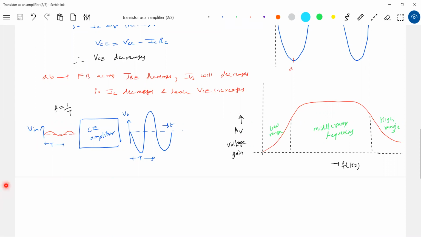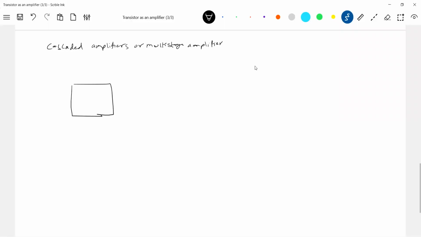Next, what will happen? Sometimes one single stage amplifier will not be sufficient, so I'll go for multi-stage. This is called a cascaded amplifier, or multi-stage. The word itself is self-explanatory. So one amplifier, I'll take it like this. Okay, this is having a gain of say 20.